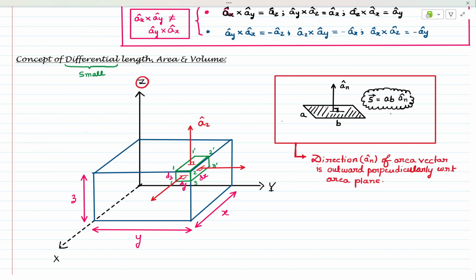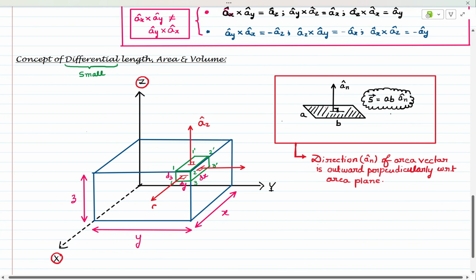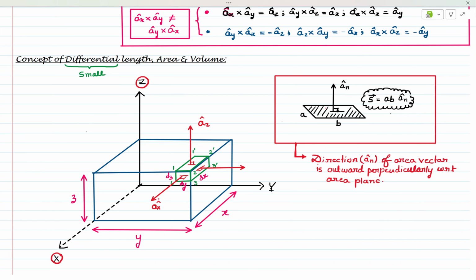In the similar way, 1, 2, 3, 4, this area is also a vector and it must have a direction, and that direction is along the x direction. So I can write it as a_x. That is the unit vector towards the x direction, because the unit vector is only used for denoting the direction. Okay. Also for 1, 2, 3, 2 dash 3 dash, for this area, the direction is denoted by the unit vector and that is also towards the y direction, this is the y direction, so that can be denoted as a_y.